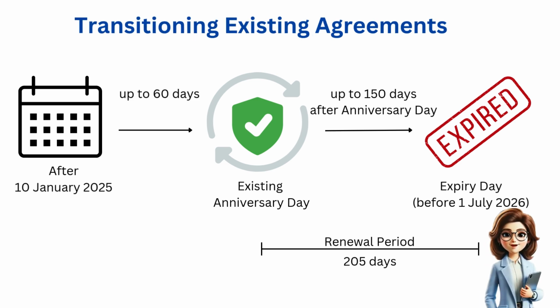If you have an existing ongoing fee arrangement with your clients, the new consent obligations will apply at the anniversary of your existing agreement. Consent must be obtained from the client in the period starting 60 days before the existing anniversary day and ending 150 days after the anniversary. Where an existing ongoing arrangement has an anniversary before 10th of January 2025, you will still need to provide your client with an FDS and renewal under the current legislation.